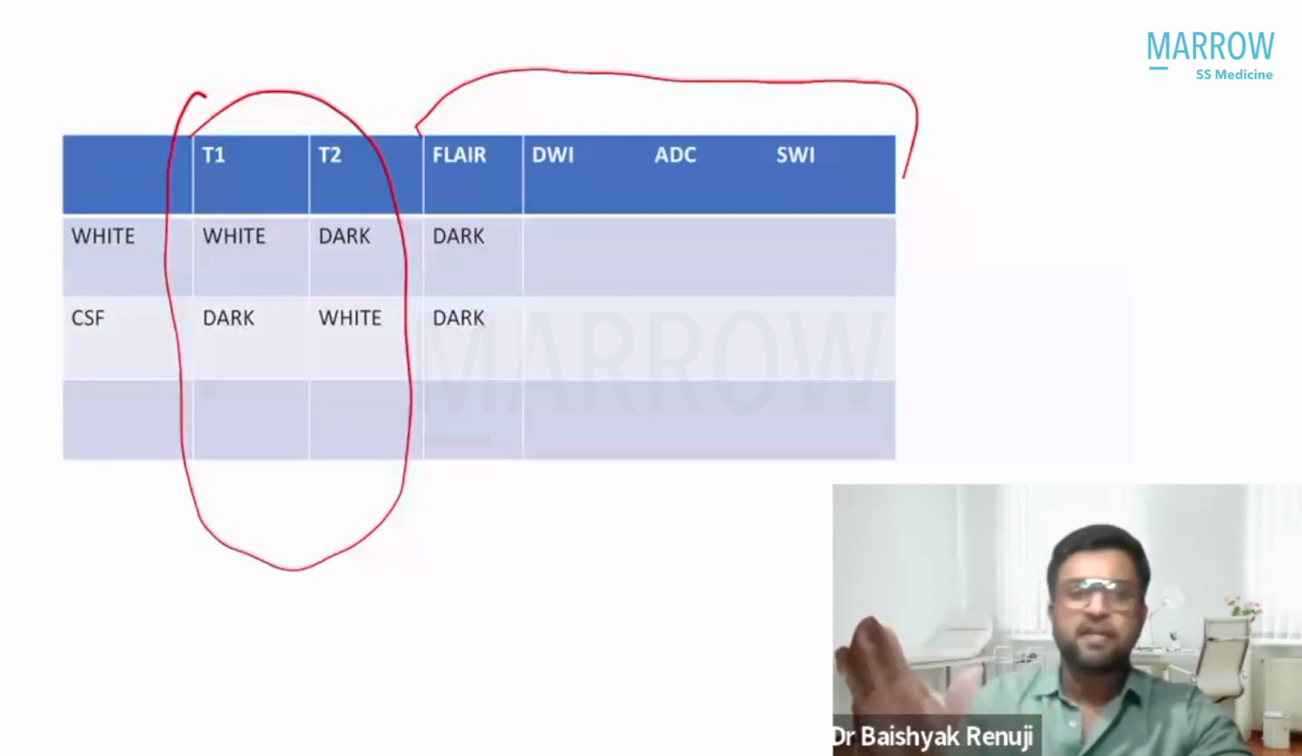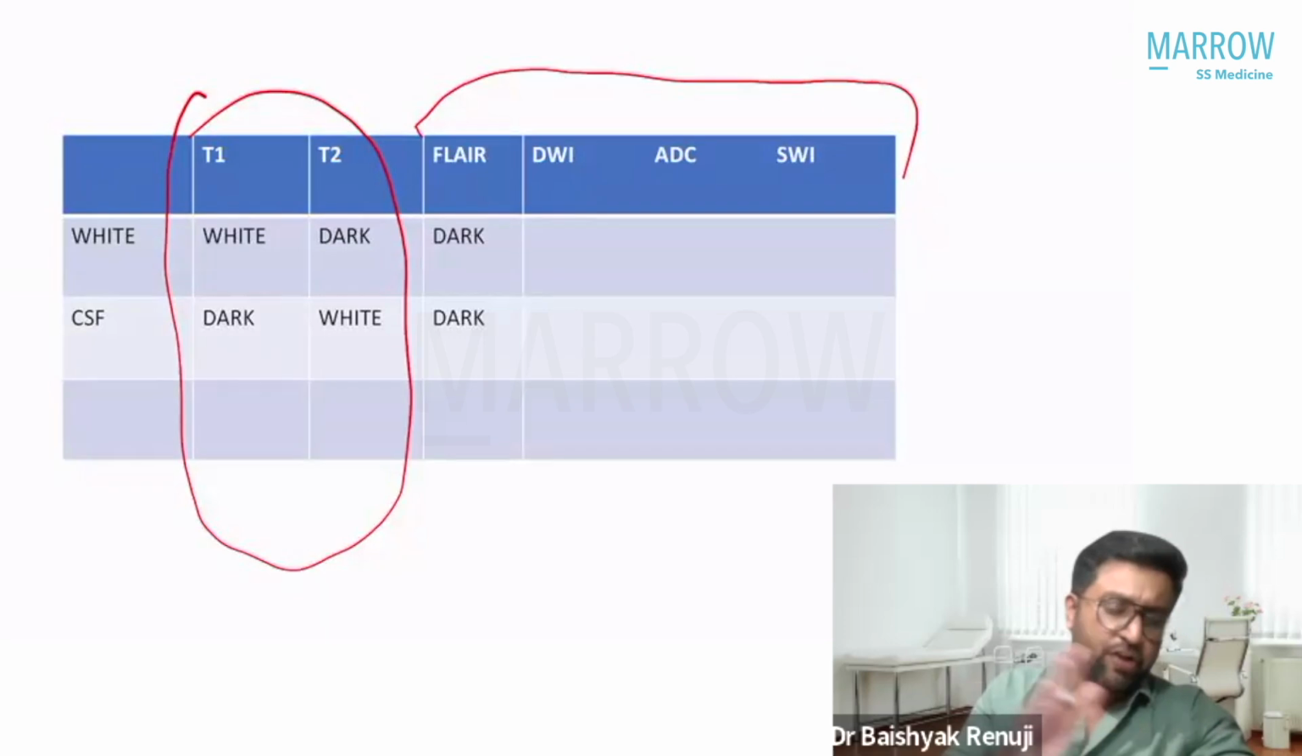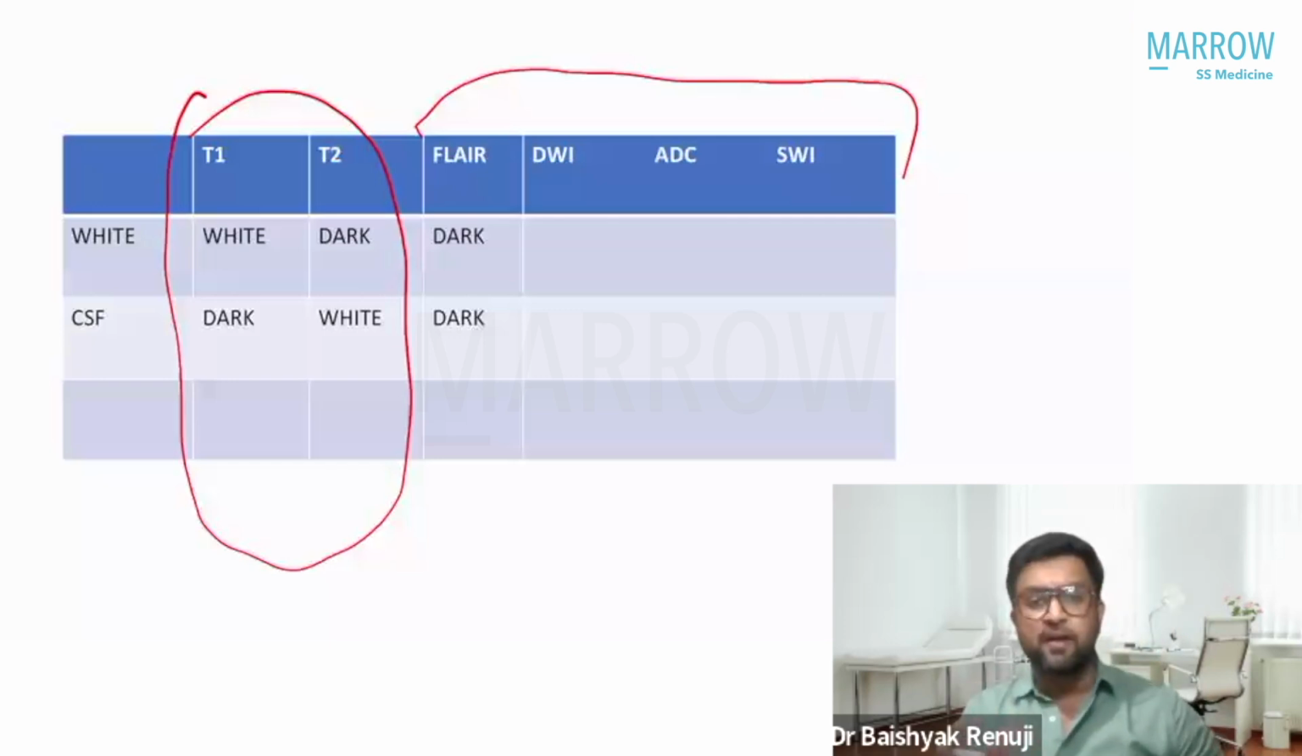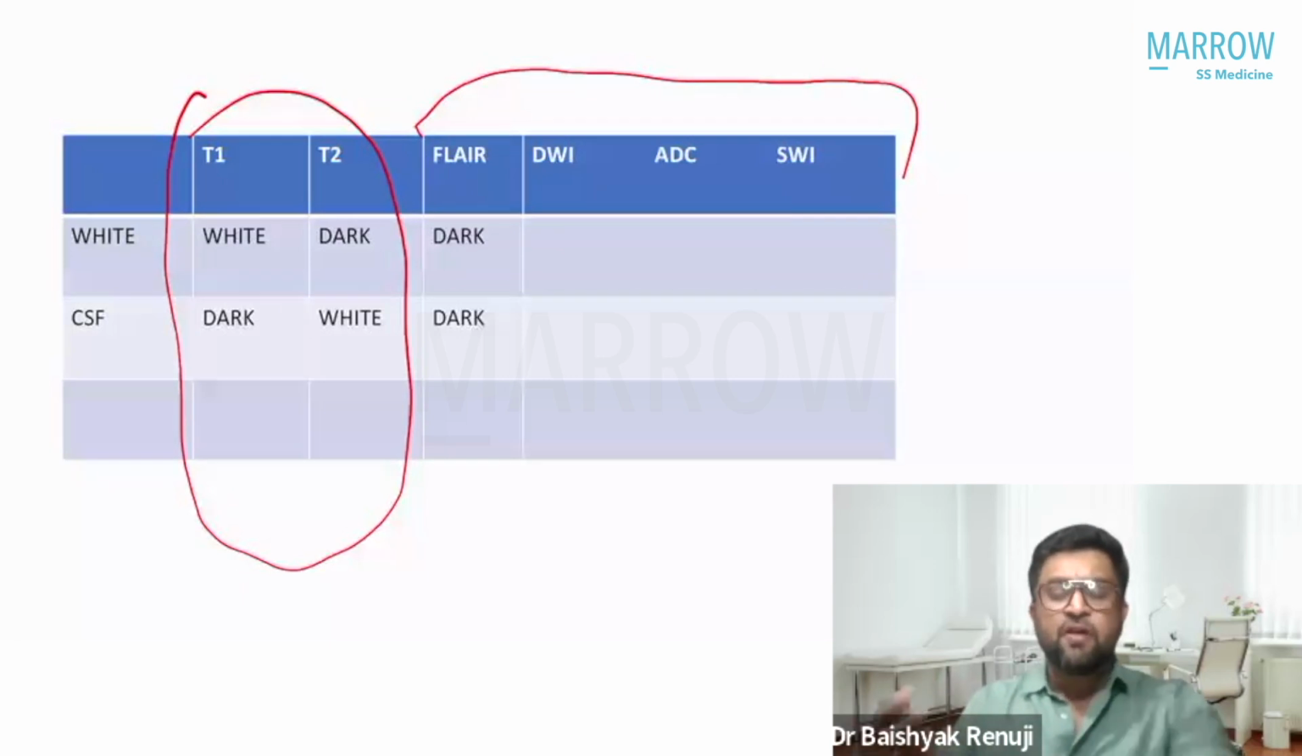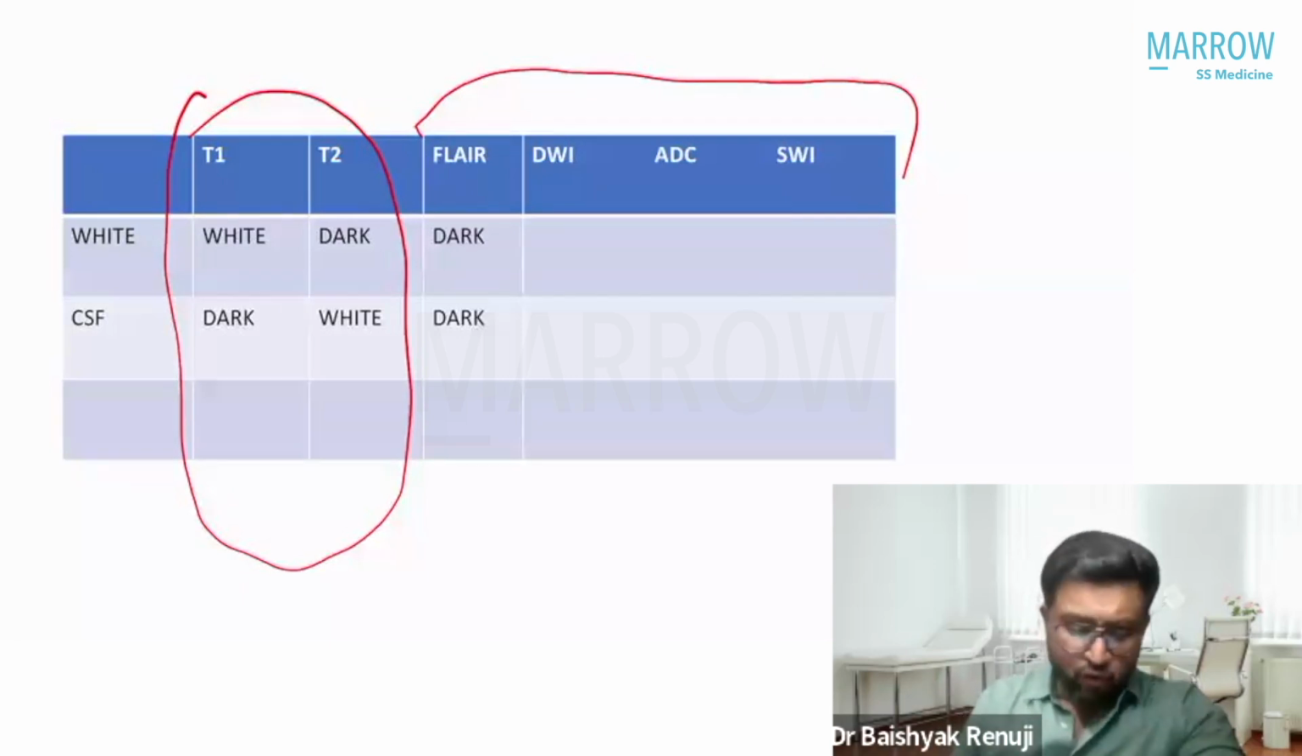The skull is not seen, the eyes are not seen. Diffusion is something which is used to pick the early stroke. ADC, if it is acute cytotoxic edema or acute stroke, ADC will show dark color in the corresponding area where the diffusion shows hyperintensity. The white color in diffusion will show dark color in ADC. Then what is the last image?